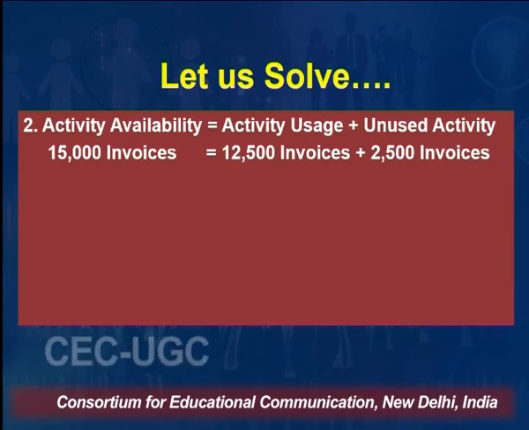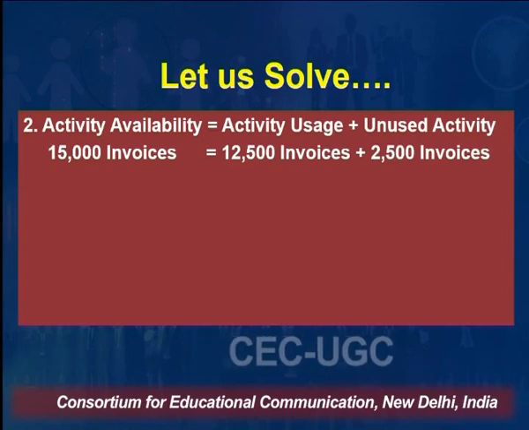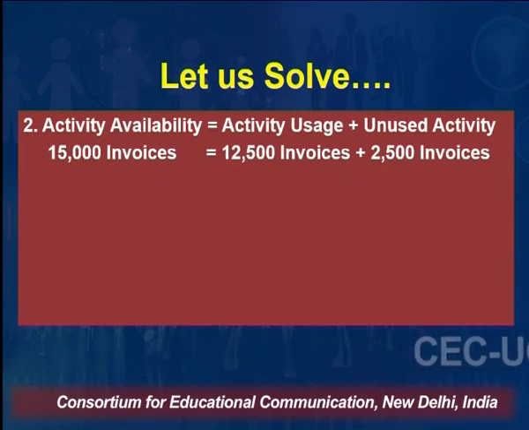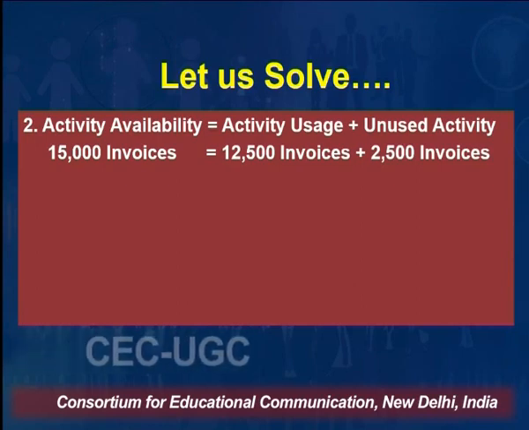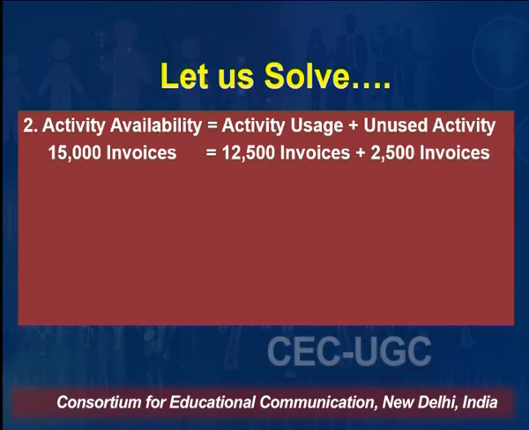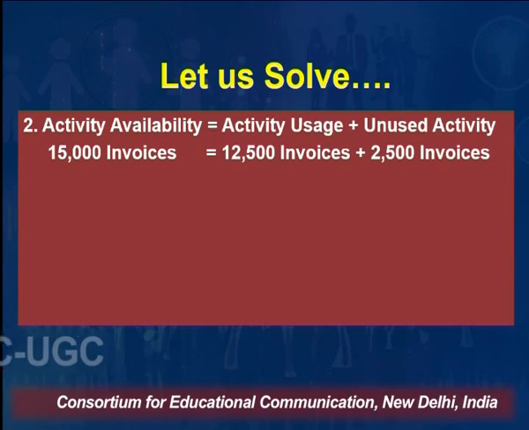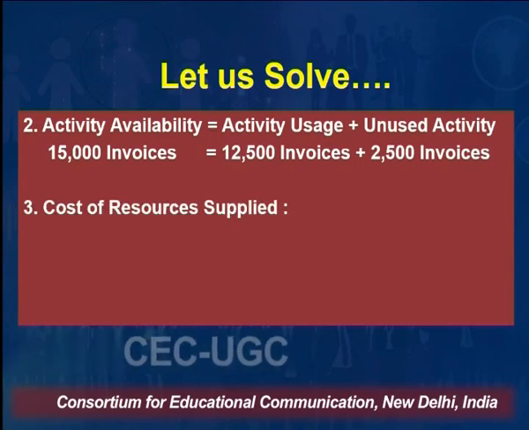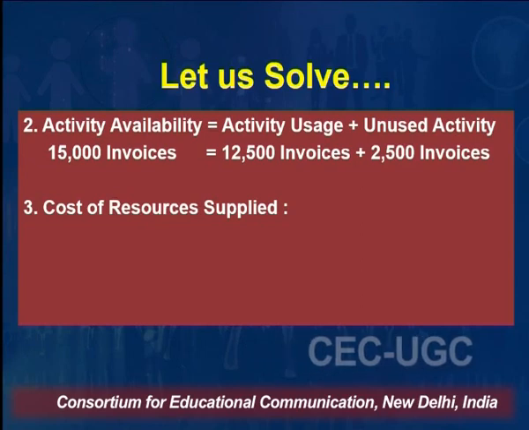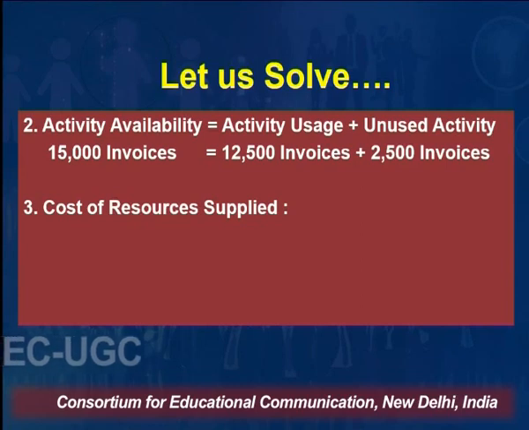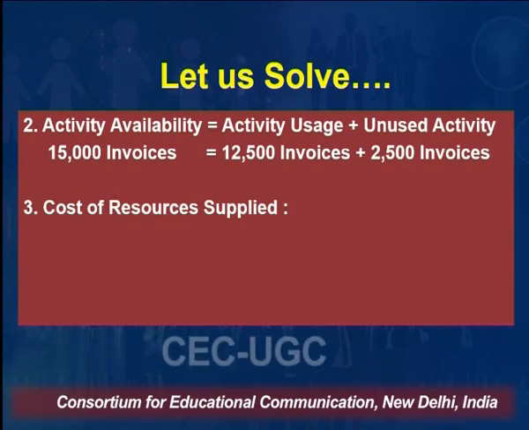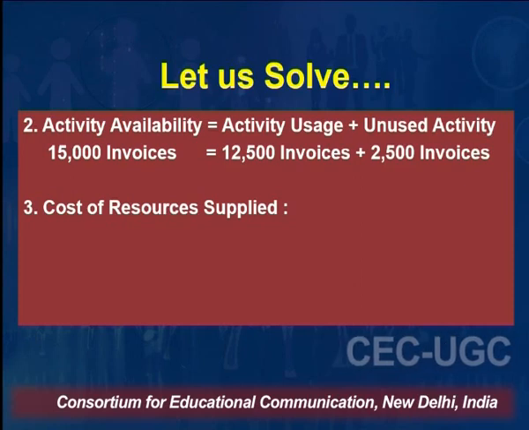Now you must be thinking from where I got this value. It is nothing but the difference between the available activity and activity usage. So 15,000 invoices we were expecting the 3 clerks to process, but they processed 12,500 invoices. So unused activity is 2,500 invoices, right? Now the reason can be any. There might be a possibility that your organization does not have that many invoices. That reason is not mentioned here, so we will not go into that detail, but here we have to first understand what my unused activity is.